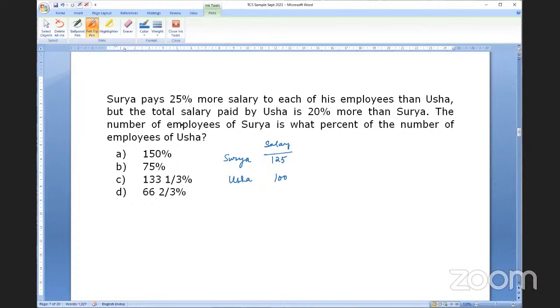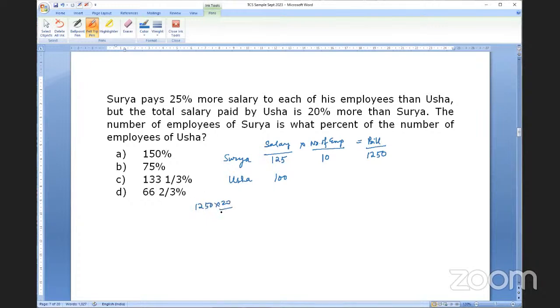Okay. The number of employees of Surya is what percent of the number of employees of Usha? Let us assume something. Number of employees, and that when we multiply, it would be total payment, that would be bill. Let us assume that Surya have got 10 employees. That means the bill paid by Surya is 1250, 125 into 10. But total salary paid by Usha is 20% more than Surya.